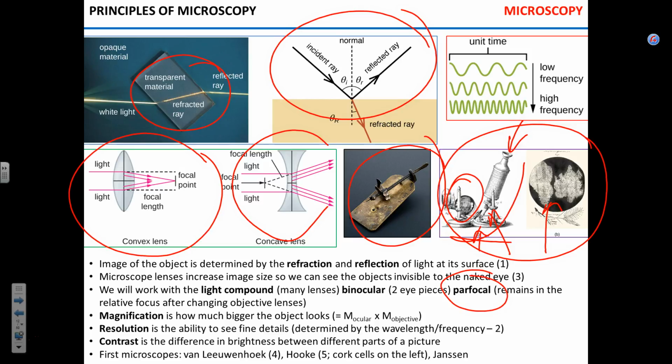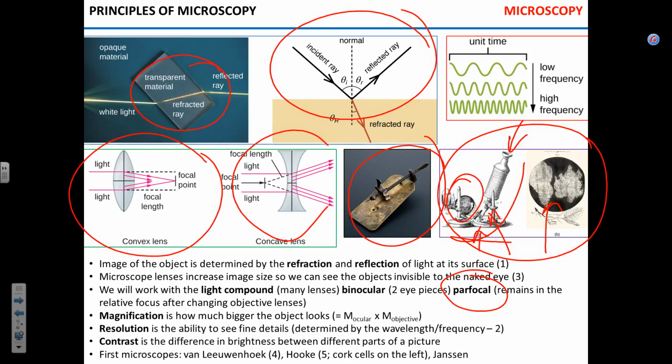Parfocal means that when you change objective lenses from one to another, it remains in the relative focus. So you start with the lowest magnification. You find whatever you want to look at. You go to the next lens. And you just have to adjust your focus just a little. Make sense? You don't have to play focus all over again.